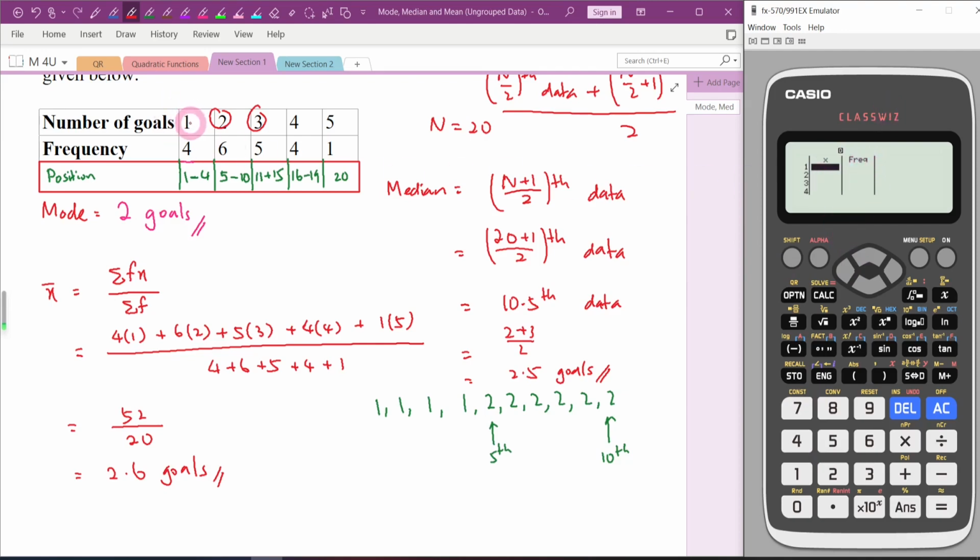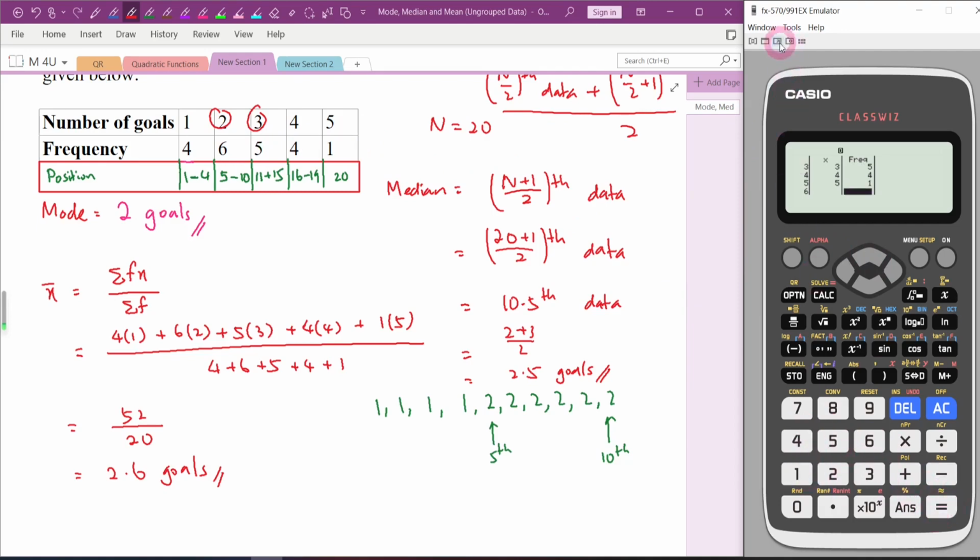Let me key in the number of the data first. 1, 2, 3, 4, 5. Oh, sorry. This is 4. This is 5. Okay, make sure you key in all the data correctly. And now I'm going to key in the frequency for each of the data. 4, 6, 5, 4, 1.